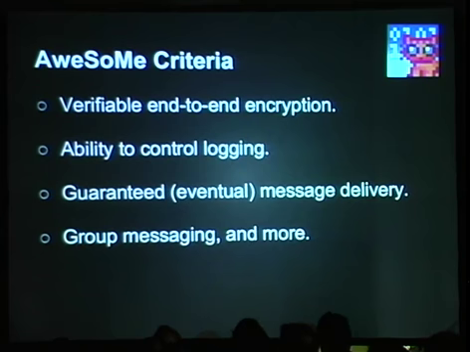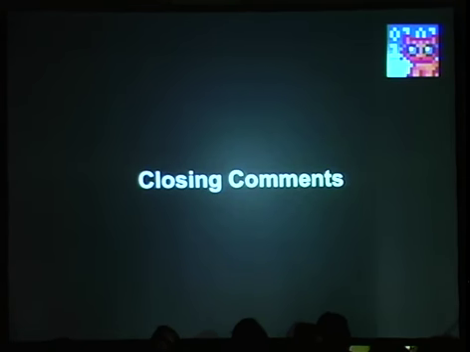And we also want to have end-to-end encryption, very obvious first step. The ability to control logging so that you're not logging all your conversations by mistake, which has got a lot of high-profile cases in trouble, apparently. And also you want to have guaranteed eventual message delivery so that if you're going through a tunnel and you're sending a message and it doesn't get there, it gets there when you're out of the tunnel, when you're sort of queuing messages properly. And group messaging and other things.